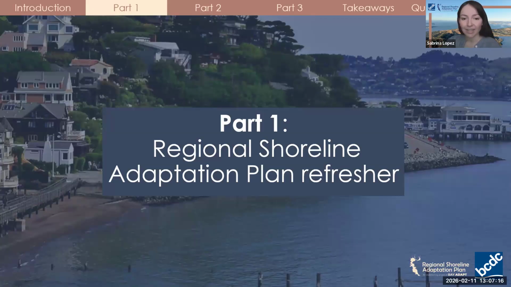Okay, thank you, Dana, and hi, everybody. My name is Sabrina Lopez, and I'm a climate adaptation planner at BCDC. And in this section, I'm going to go over the purpose and structure of the RSAP and how it supports subregional planning.